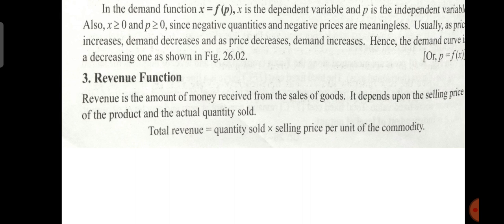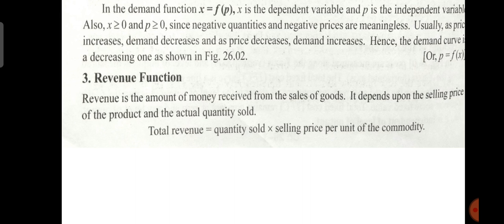Then, as price increases, demand decreases, and as price decreases, demand increases, as you know. If the price of a thing is high, the demand is less, but if the price is low, the demand is very high. So the demand curve is always a decreasing one. It goes from top to bottom. It is a decreasing curve.